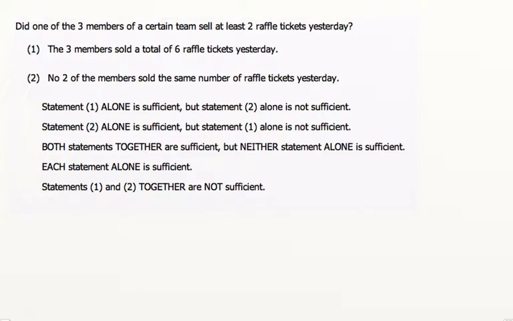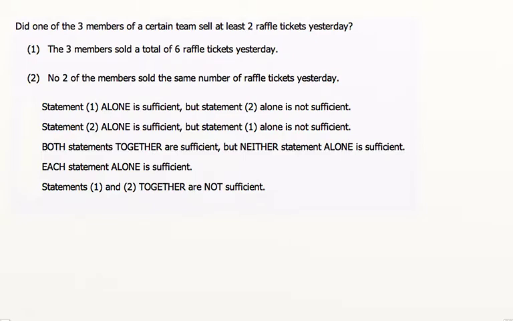This is a question about minimization and maximization, so it's more of a conceptual question than anything. You don't really need to write anything down. I'll show you how to do that as we go along. Did one of the three members of a certain team sell at least 2 raffle tickets yesterday?